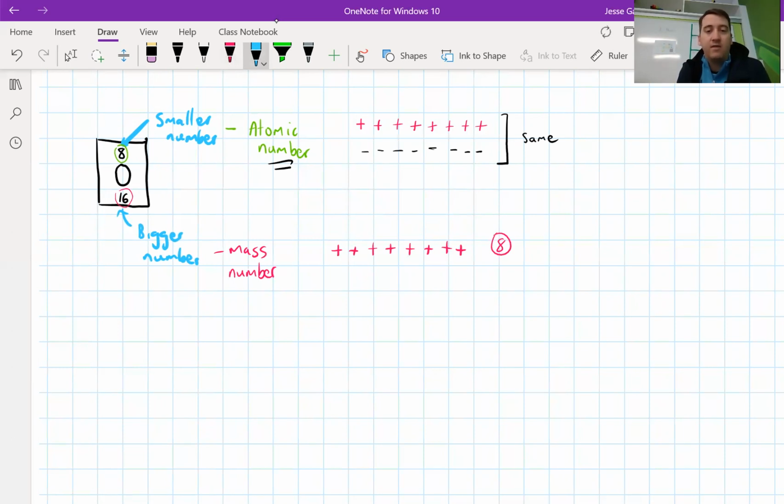The other thing that gives mass to the atoms are neutrons. I'm going to write a 0 here because they have no charge. So each of these blue zeros represents a neutron.